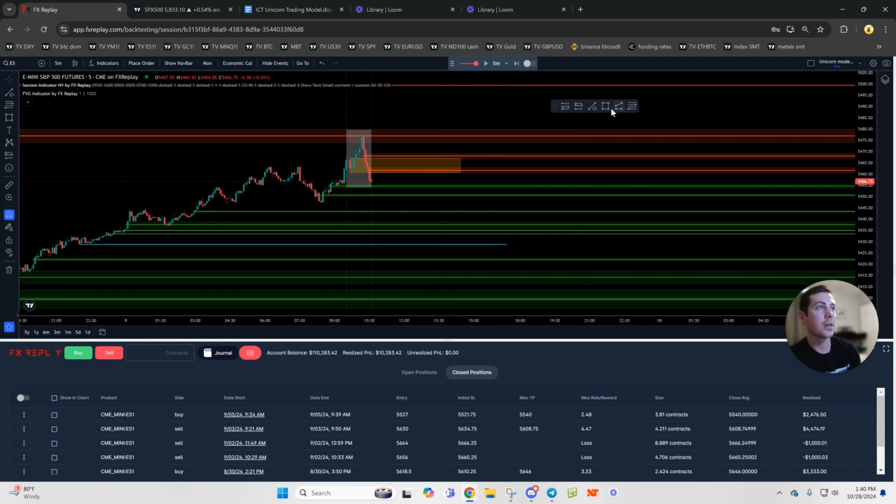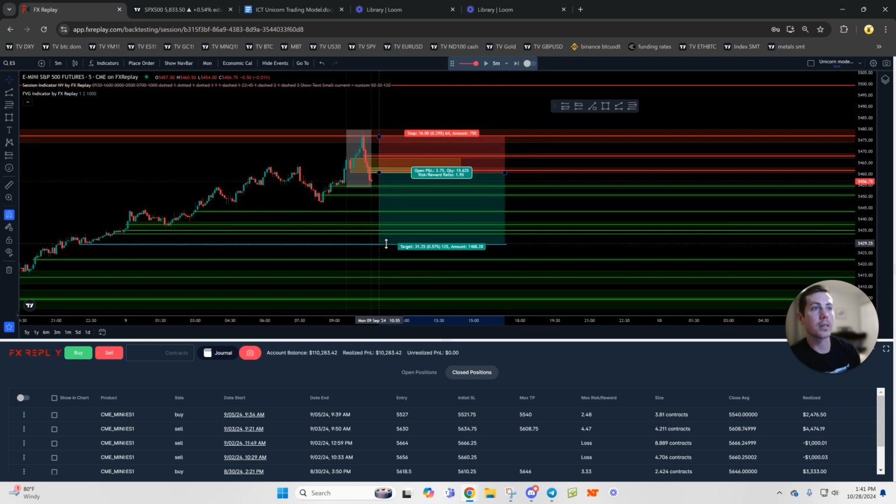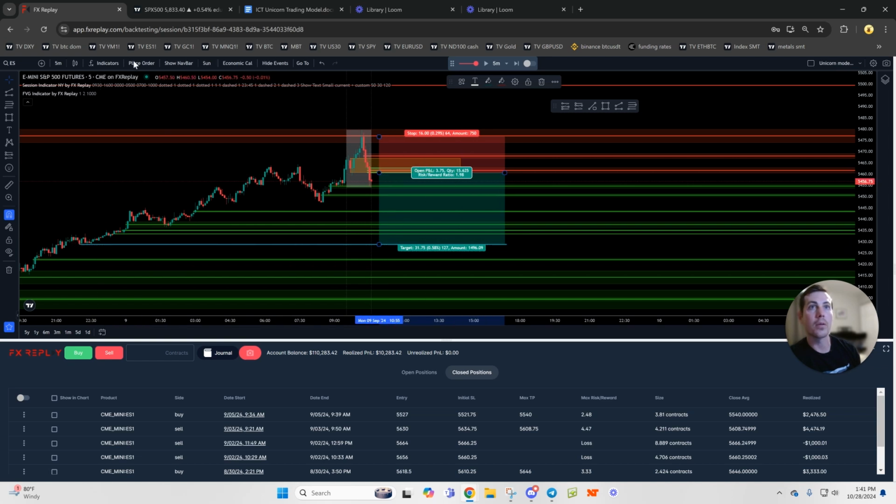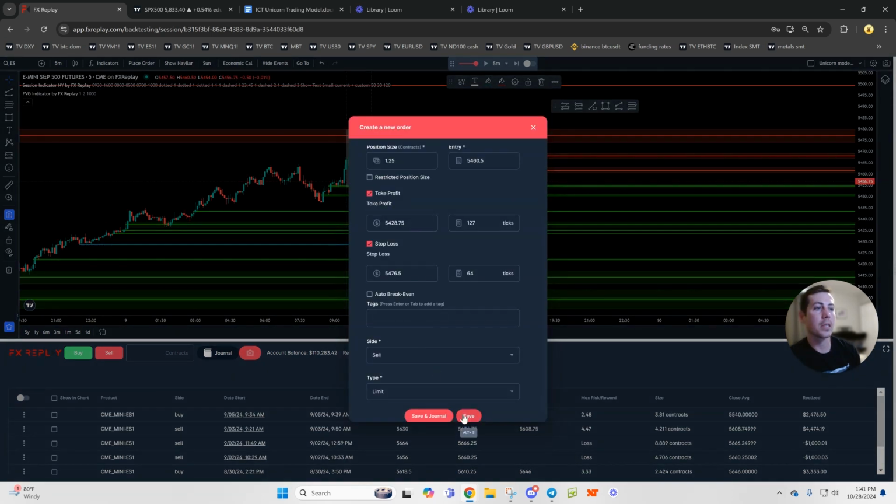So we have a breaker here. We have an overlapping fair value gap. And let's go ahead and give it a shot. We'll enter on the retest, stop at the high of the body, and let's go ahead and target out these lower relative equal lows for almost 2R. And just see how it plays out.